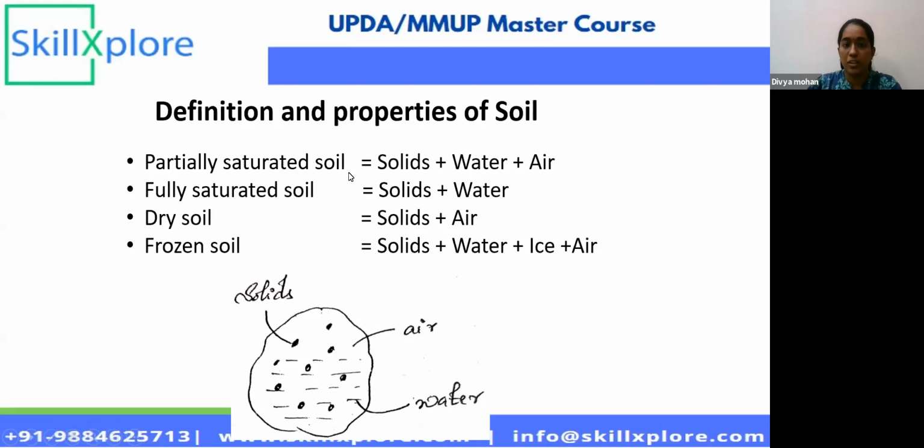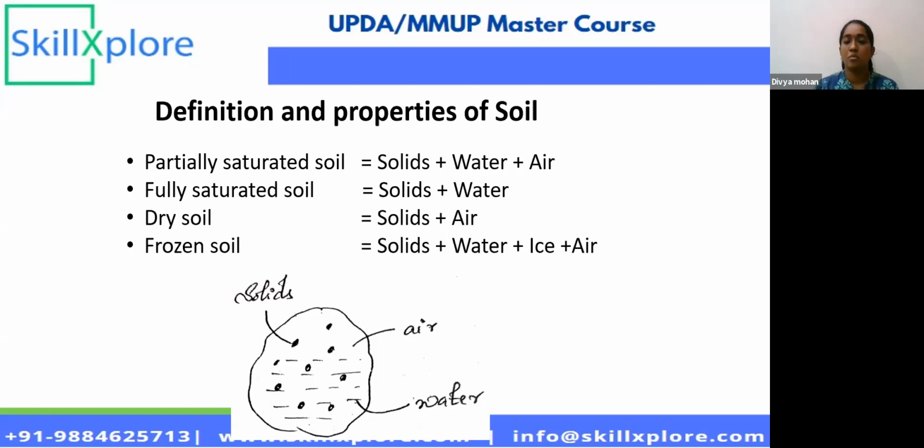Partially saturated soil comprises solids, water, and air. Solids are the solid particles present in the soil. Soil is not only solids; it's a mixture of solids, water, and air. For a fully saturated soil, the voids between the solids are comprised only of water, and there are no air particles in it.